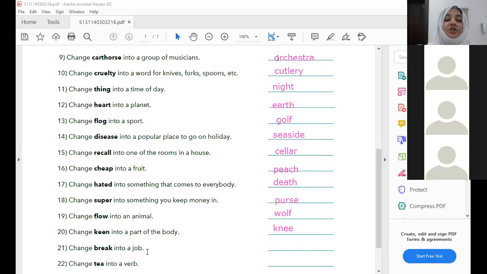Change break into a job. Any job which we have learned. Something which we have changed, we bake it. The person who bakes is called? Baker. Okay, great. Change eat into a verb. Verb means action. Eat.